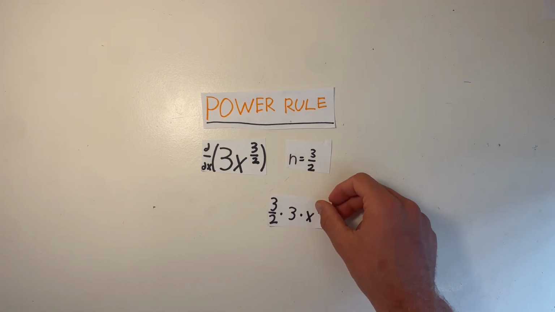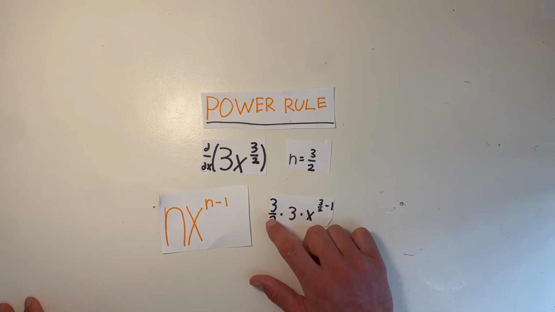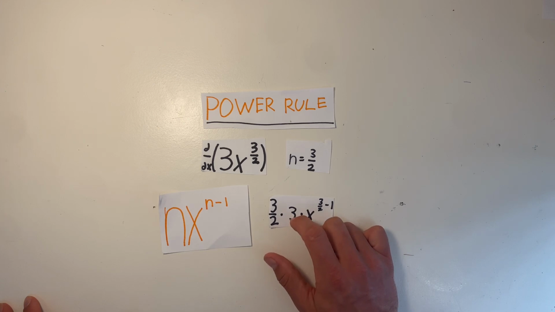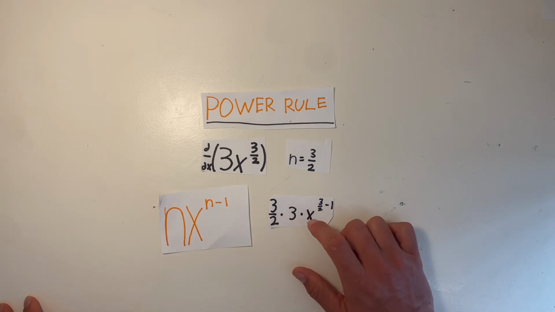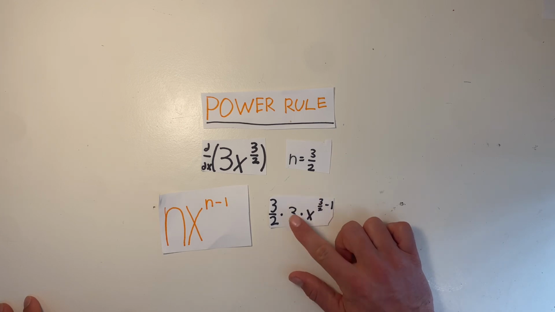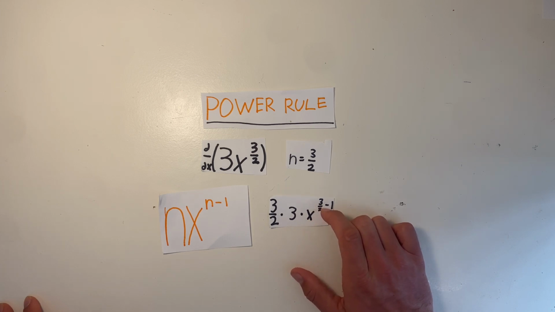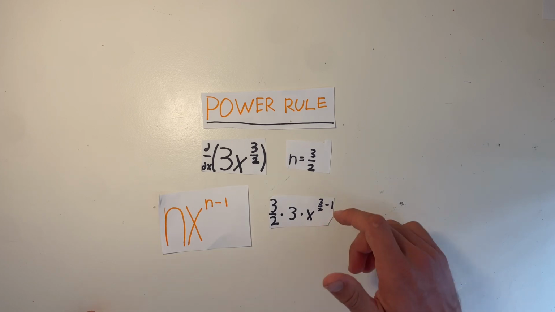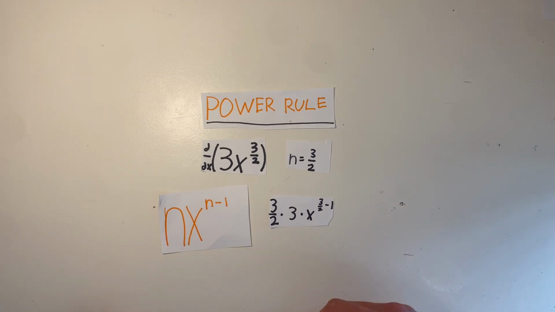So when we do our rule, we're going to take n, and multiply, so 3/2 times 3. Oh, and we're using the constant multiple rule here. Go watch my video on that if you haven't already. If you don't know what that is, then just go back and watch a video on the constant multiple rule. Times x to the n minus 1. So this looks a little complicated, but it can be simplified really easily.